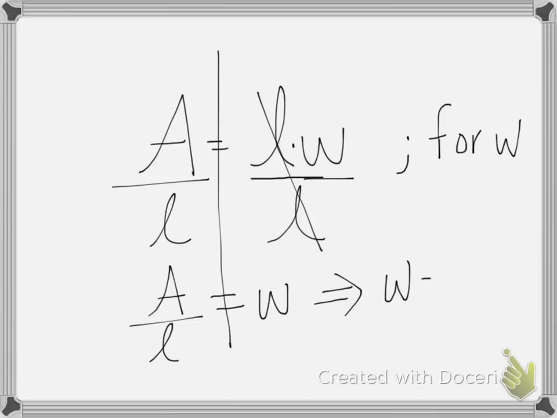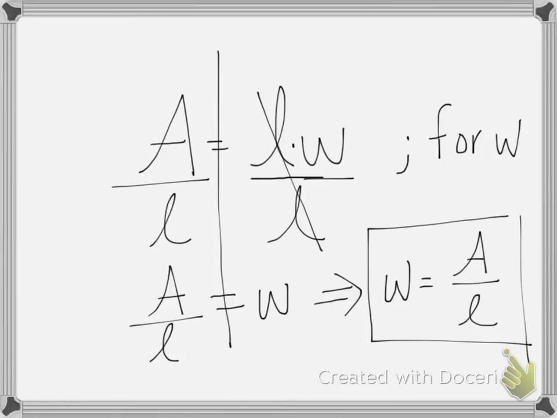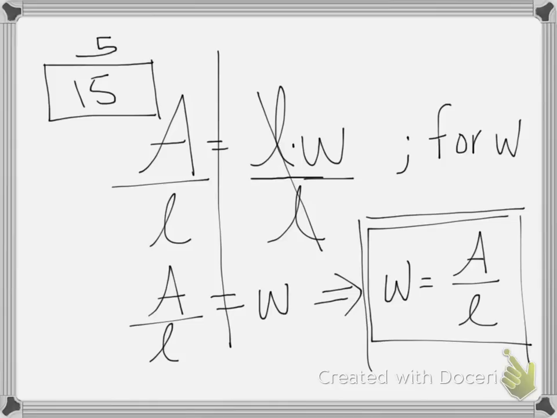If I'm trying to find out what the width of a figure is, I need to know what the area is and divide that by its length. That's it. So if I gave you a rectangle and I told you its area is 15 and its length is 5, how would you figure out the width? Well, the formula right here tells you. You can find the width by taking the area and dividing by the length. The area is 15, divided by 5 is 3. Voila, that's W.